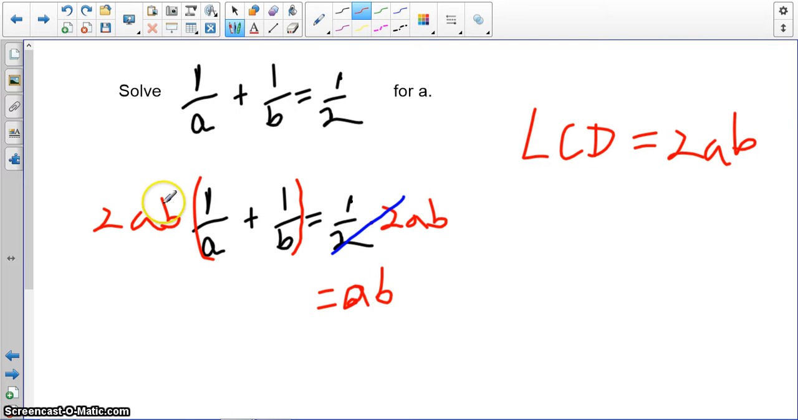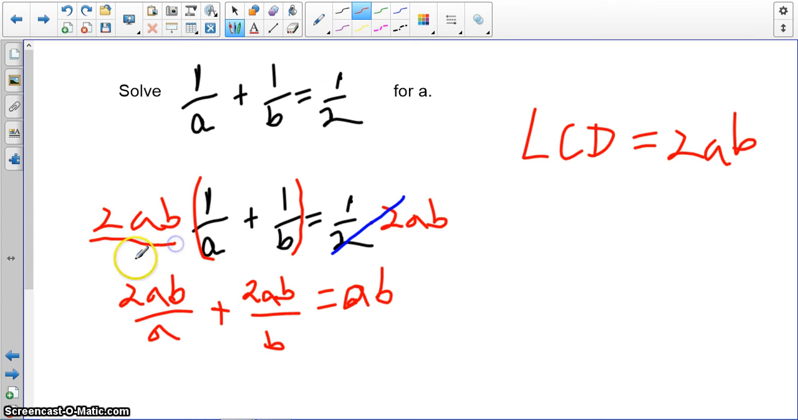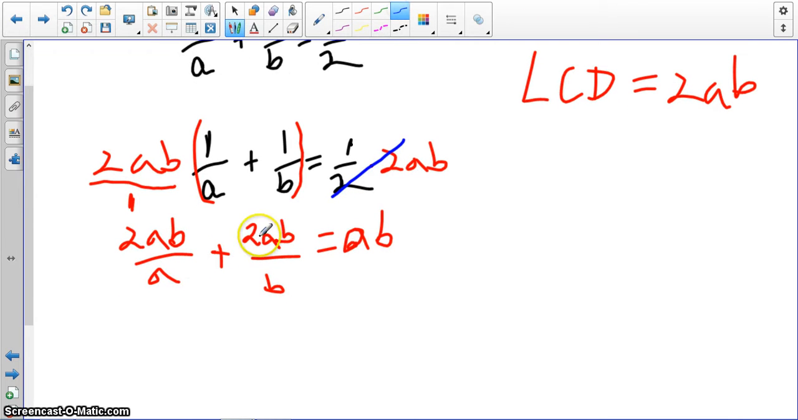Here, the 2ab, we get 2ab over a plus 2ab over b. Okay, so you distribute. Remember, this is over 1, and so you distribute the 2ab. ab times 1 is 2ab. 2ab times 1 is 2ab again, and then 1 times a is a, 1 times b is b. So you distribute. Remember, that's how you multiply fractions. And then notice, cancel. So what happens is you have no more fractions, which is nice. 2b plus 2a equals ab.